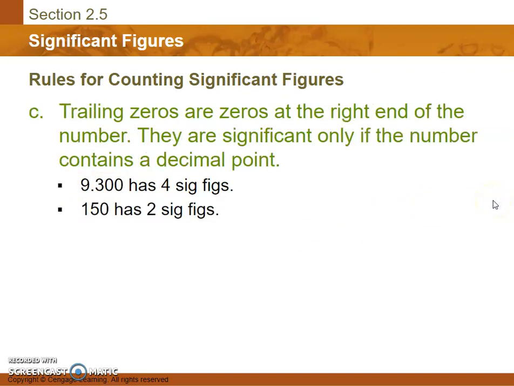Trailing zeros at the right end of a number are significant if our number contains a decimal point. If it does not contain a decimal point, they are not significant. So our first number on the screen, 9.300, has 4 significant figures, whereas our second number, 150, only has 2 significant figures because it does not contain a decimal.